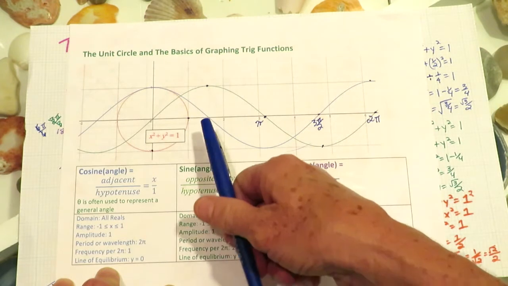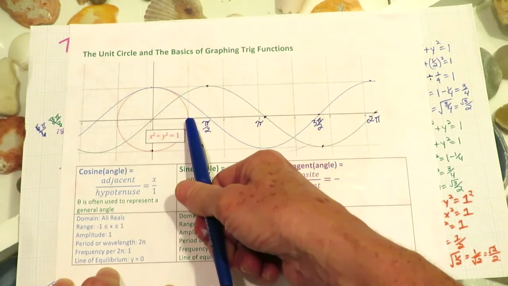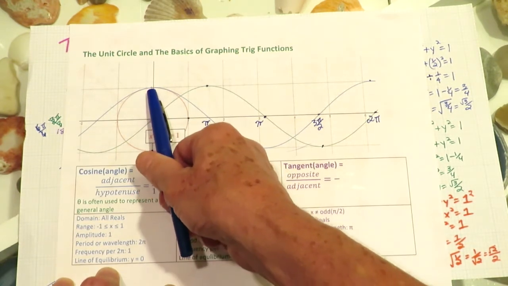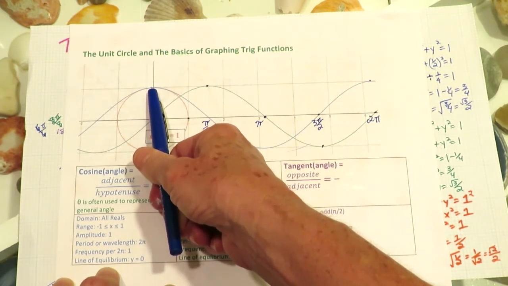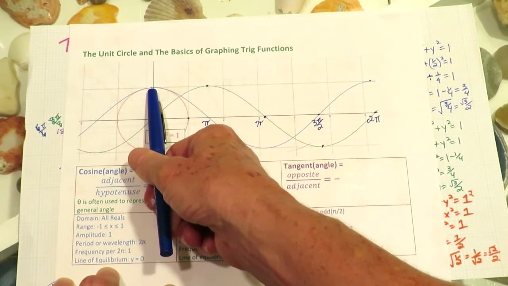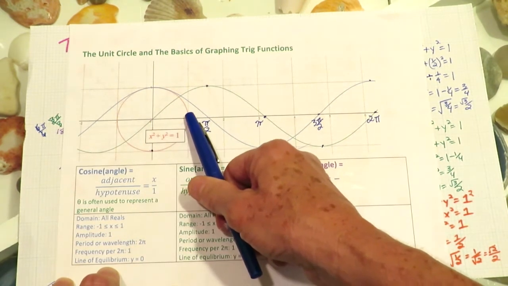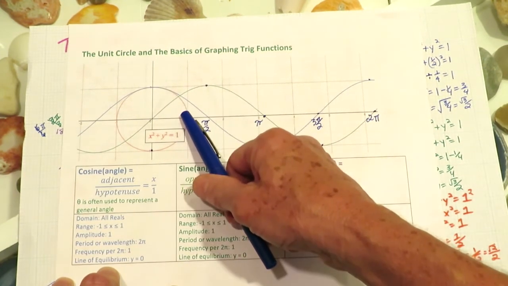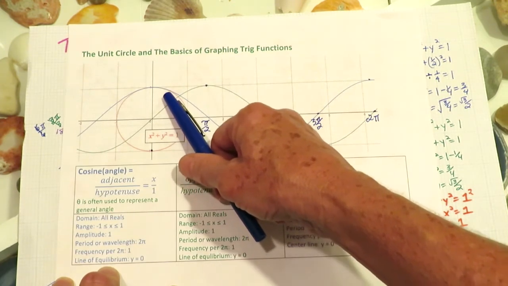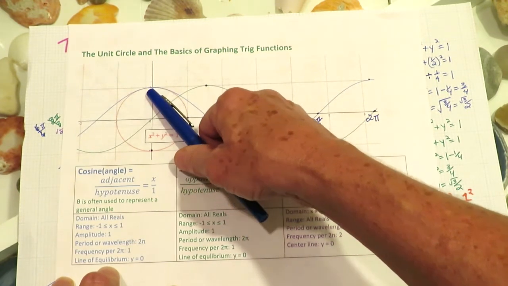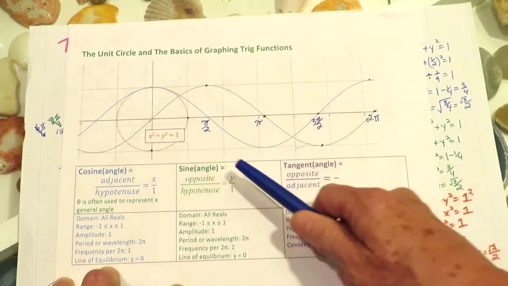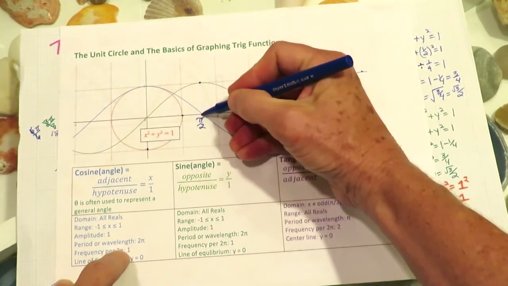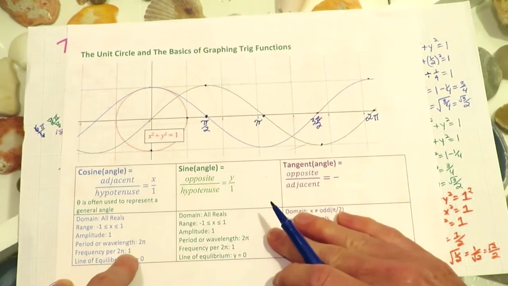So looking at cosine, if I start at an angle of 0, notice the x-coordinate is 1. And so my cosine wave starts on the y-axis with an input of 0 and an output of 1. If I rotate around towards 90 degrees or pi over 2, notice the x-coordinates get smaller and smaller until on the y-axis x is 0. So that's this point on the cosine wave. At pi over 2, cosine is 0.